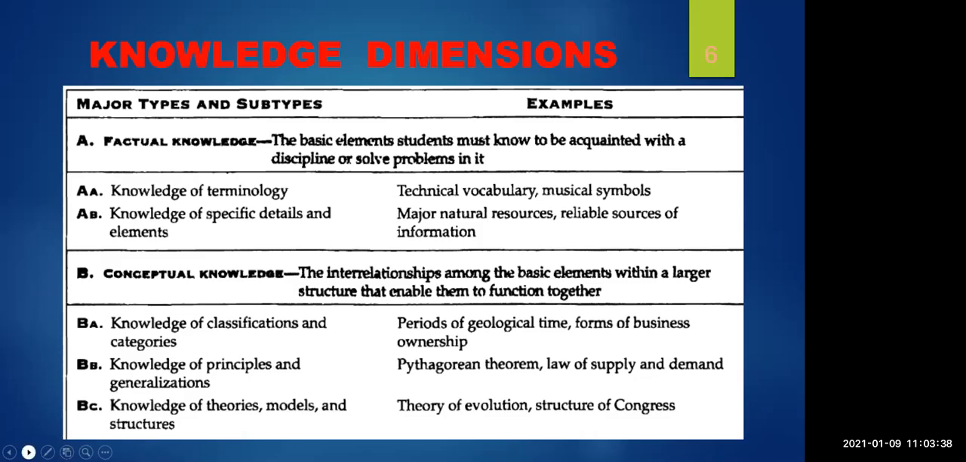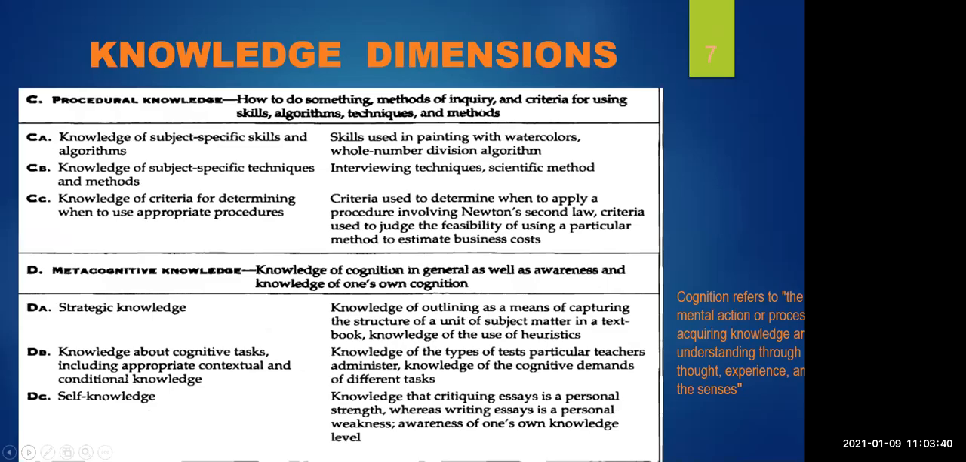Coming to the third part, procedural knowledge. It is how to do something: methods of inquiry, criteria for using skills, algorithms, techniques and methods. This includes knowledge of subject-specific skills and algorithms, knowledge of specific techniques and methods, and knowledge of criteria for determining when to use an appropriate process. This is related to the engineering drafting lab. In the engineering drawing lab, we tell students the procedure: how to do it, how to use the drafters and the instruments.